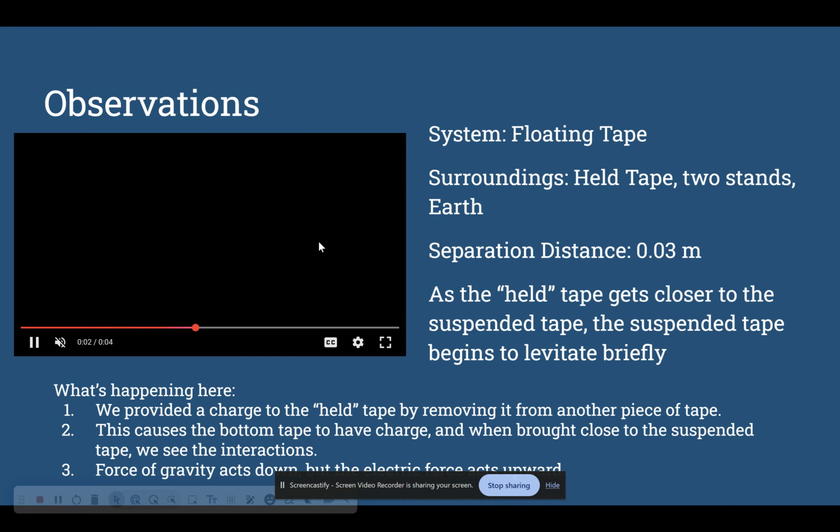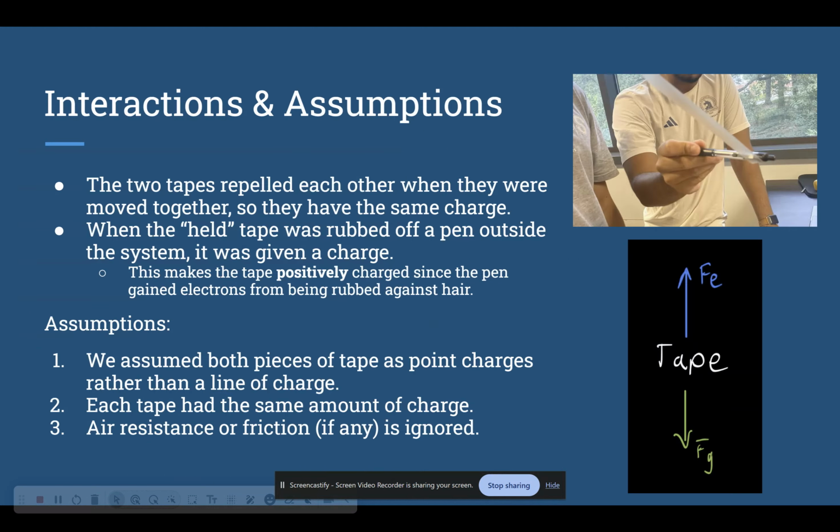So what's happening here? We provided a charge to the held tape by removing it from another piece of tape, and this caused the bottom tape to have charge, and when brought close to the tape, we can see the interactions. The force of gravity acts down, but the electric force acts upward. So the two tapes were repelled by each other when they were moved together, so they have the same charge.